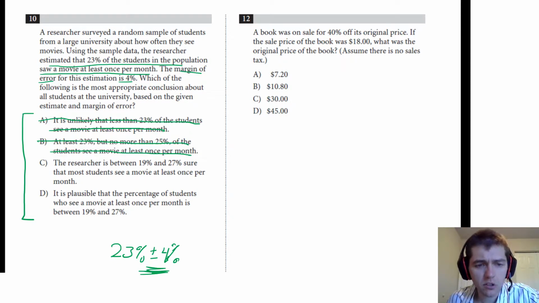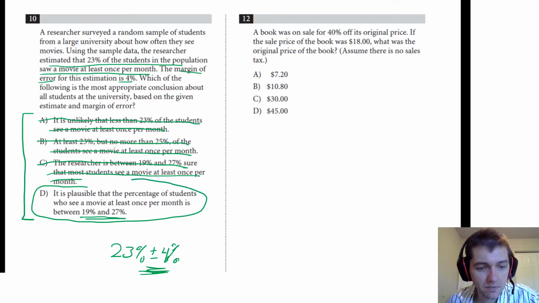C, the researcher is between 19 and 27% sure that the students see at least one movie per month. Nope, that's not what they're saying. They're not saying that's the researcher's confidence, they're saying that's the number of students. So C is incorrect. So hopefully D is correct, or I'll have to backtrack on something I said. It is plausible that the percentage of students who see a movie at least once per month is between 19 and 27%. Yes, that is correct. You have your 23% plus or minus 4. It is plausible that that's students seeing a movie. Yep, D is your correct answer.